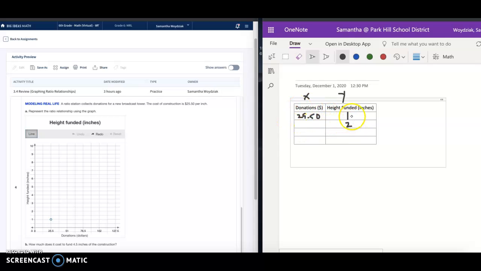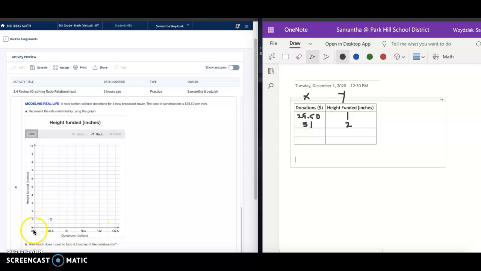Well, I'm doubling it, right? I'm going from 1 to 2. I'm timesing it by 2. And so I'm going to times $25.50 by 2, and I actually just need to do mental math here. I know 25 times 2 is 50. And 50 cents times 2, if I had 2 quarters and I add 2 more quarters, I have $1. So that's going to be 50 plus 1, which is 51.